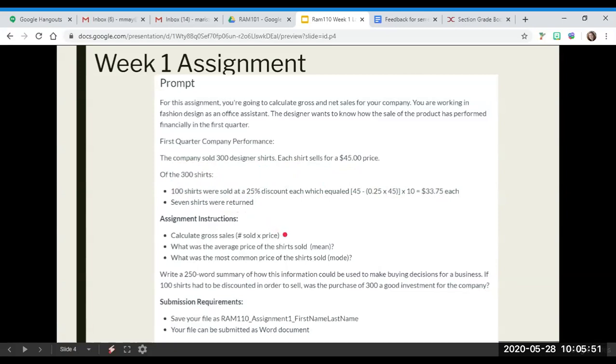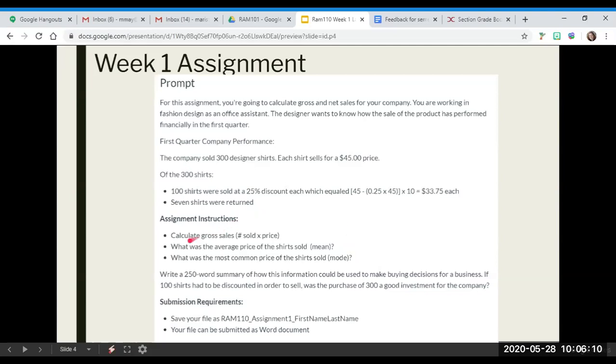So the first thing that we're going to be asked to calculate is the gross sales. I'm going to walk us through that. And then we're asked what is the average price of the shirt sold, and then what is the most common price of the shirt sold. So we'll take a look at those, and hopefully that will help.